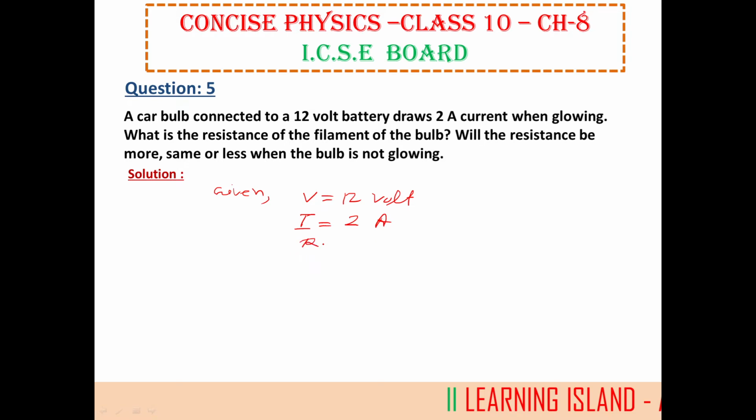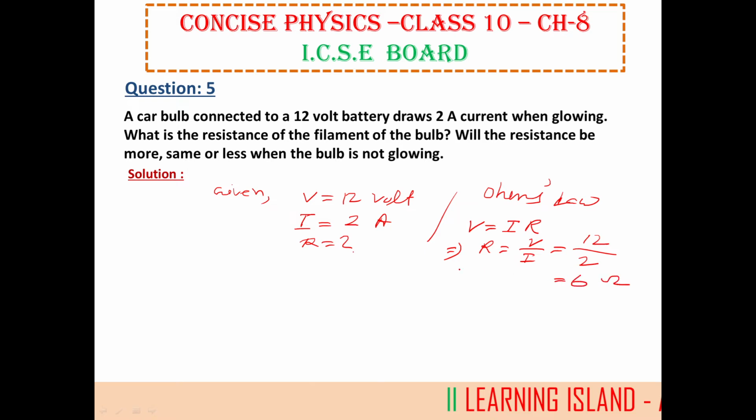So R is what? So again by applying Ohm's principle, Ohm's law, you can say, V equal to I into R. So R will be equal to V by I. So again put the data. V is 12 volt, I is 2 ampere, so I am getting 6 ohm. Again it is mentioned, will the resistance be more, same or less when the bulb is not glowing?